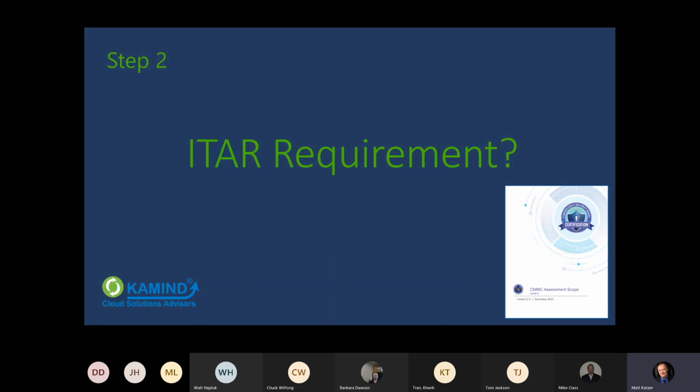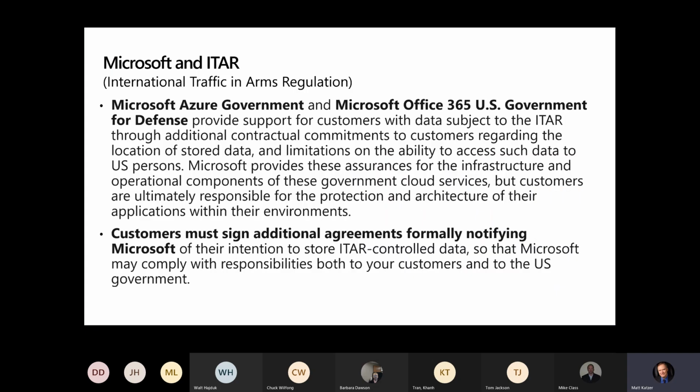The second question you need to ask is: do you have an ITAR requirement? This is really important, because as I got from Microsoft, when you have ITAR requirements, you're going to have to be in Azure Government and go to Microsoft GCC High. So when you think about ITAR, ask how you segment the information. Who needs access to the information that falls under the ITAR requirement? How do you structure those things?